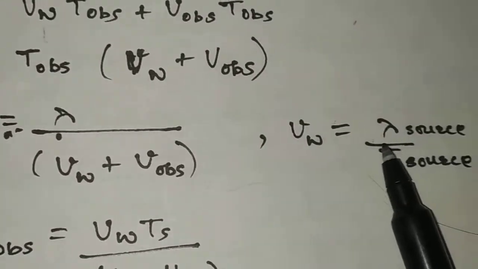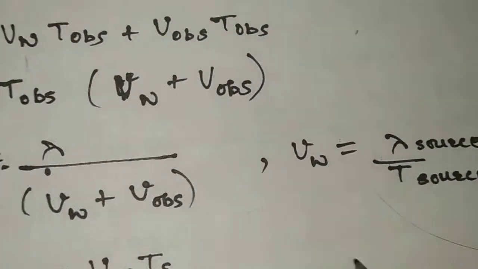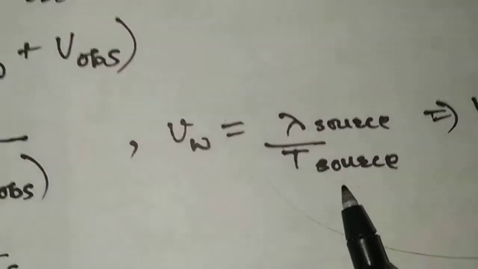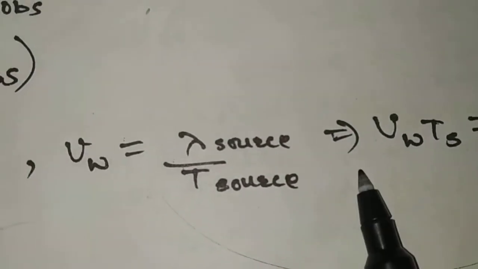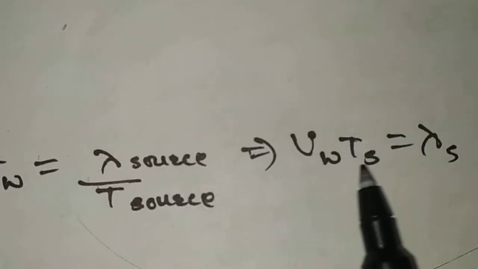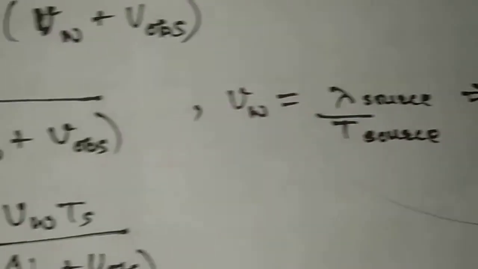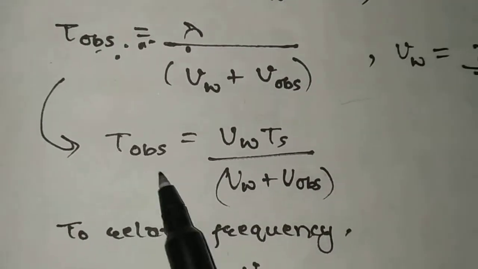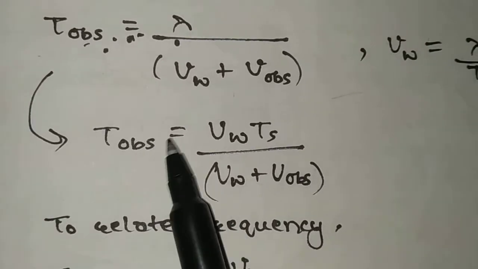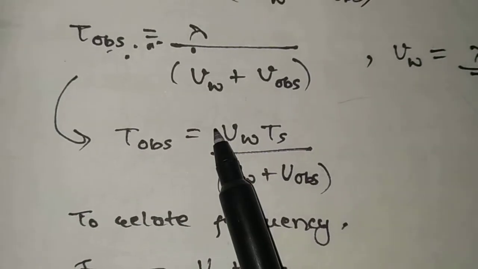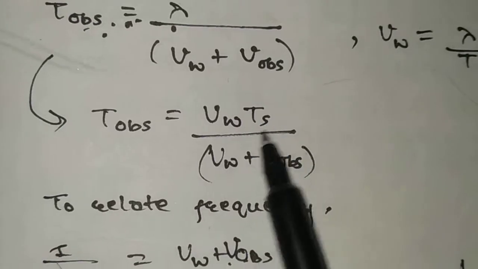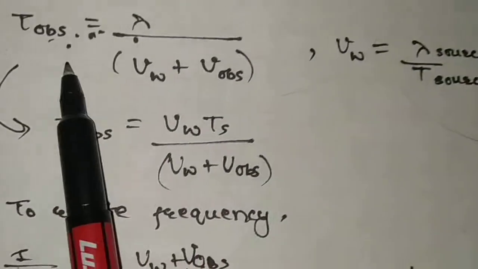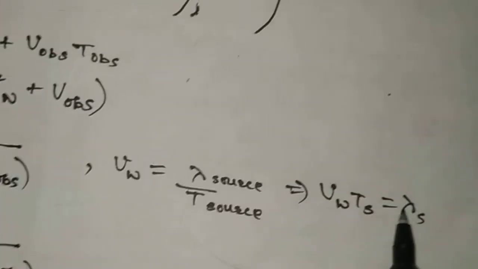Now, since there is another equation for the velocity, v_w equals lambda_source divided by t_source, or we can say that v_w t_source will be equal to lambda_source. And now we have to find this t_obs. So t_obs will be equal to v_w t_s divided by (v_w + v_obs), by substituting the value of lambda from this equation.